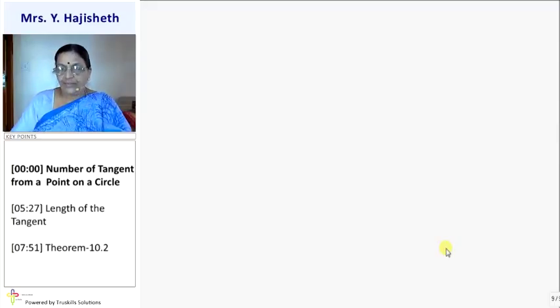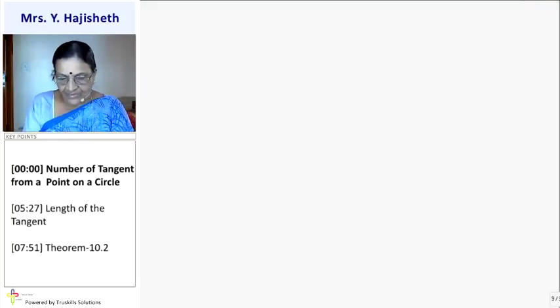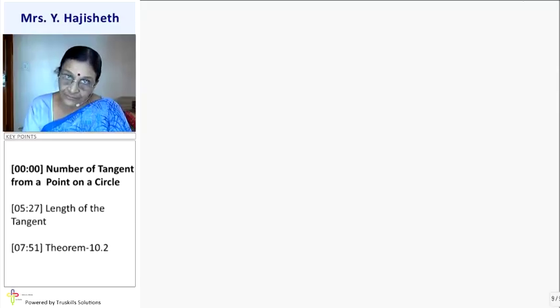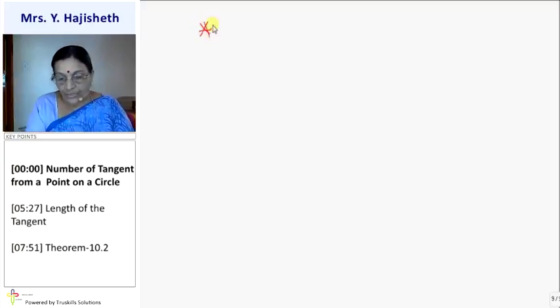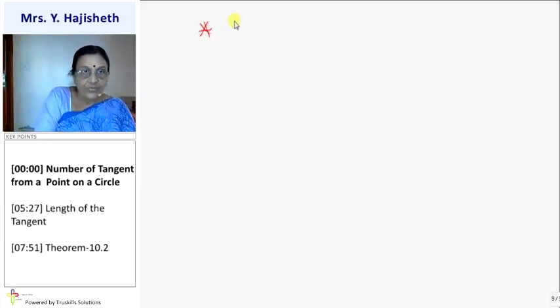Now we are going to start with the second concept. The first concept is over. The difference between tangent and secant. And here the tangent is drawn at a point P, which is on the circle. Now we are discussing the tangent drawn at a point which is not on the circle, outside of the circle.